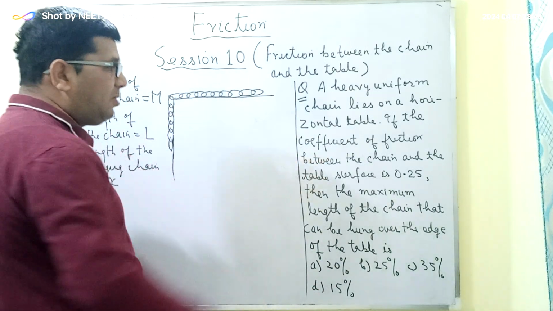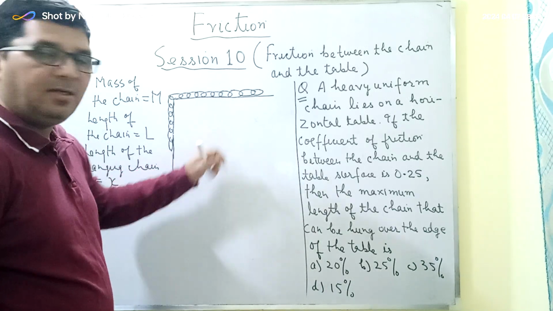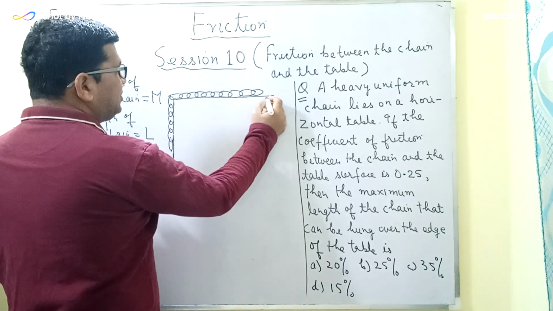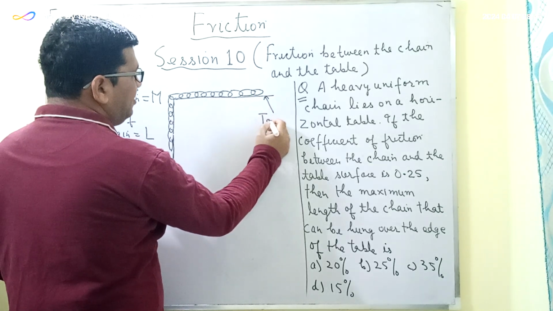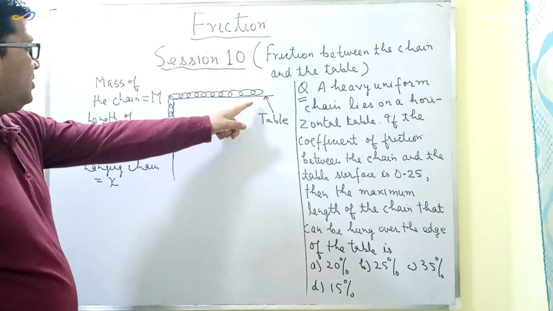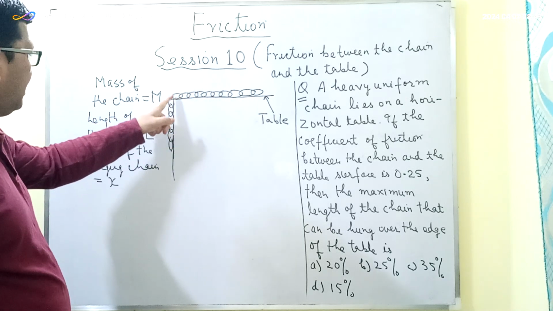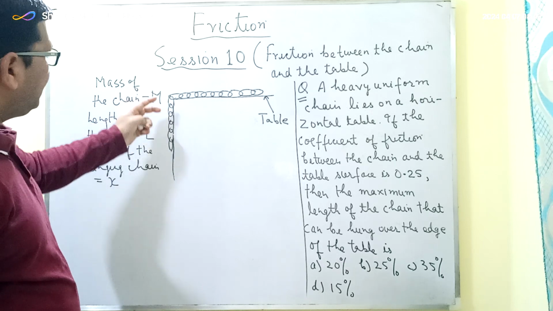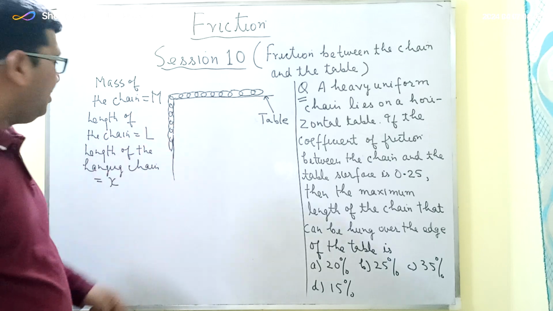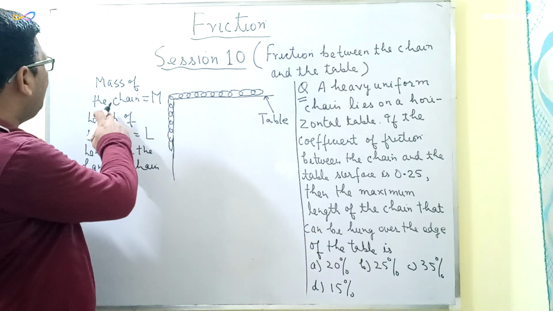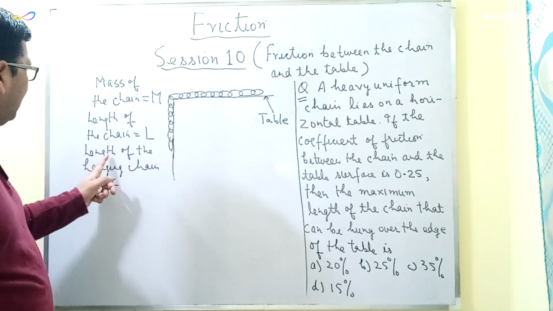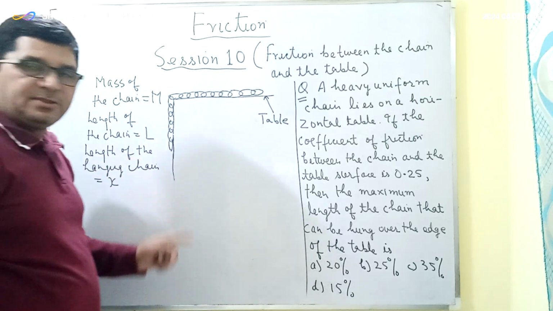So in order to solve this question, I have already drawn here one figure in which this is a chain which is lying on this horizontal table. So this is the table, and the chain is lying on the surface of this table, and this is the portion of the chain which is hanging over the edge of the table. So here I have considered the mass of the chain as capital M, the length of the chain as capital L, and the length of the hanging chain as X.